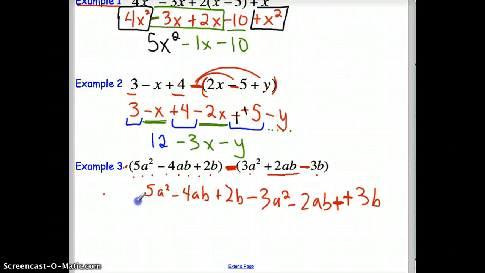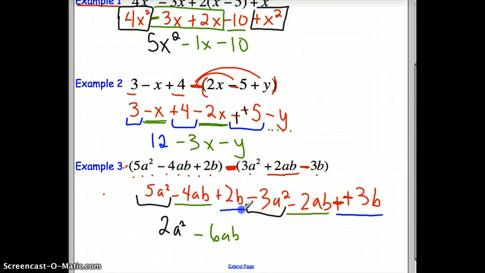So it looks like I have 5a squared and I have a minus 3a squared. If I do that operation, I get 2a squareds. And then it looks like I have a minus 4ab, and then I have another minus 2ab. So altogether I'm minusing 6ab. And then last but not least, I have my b terms. Combining those, I get a total of 5 b's.